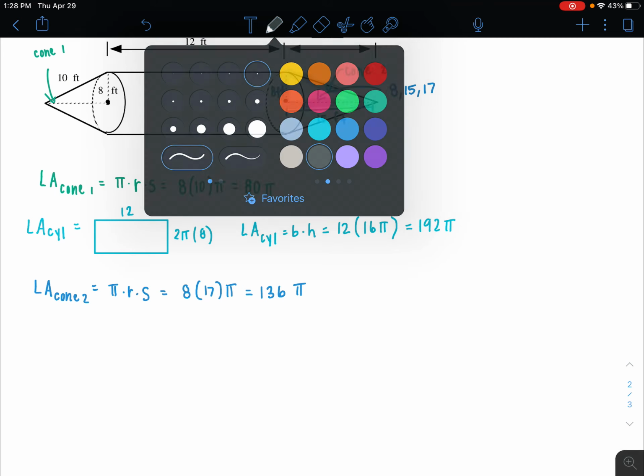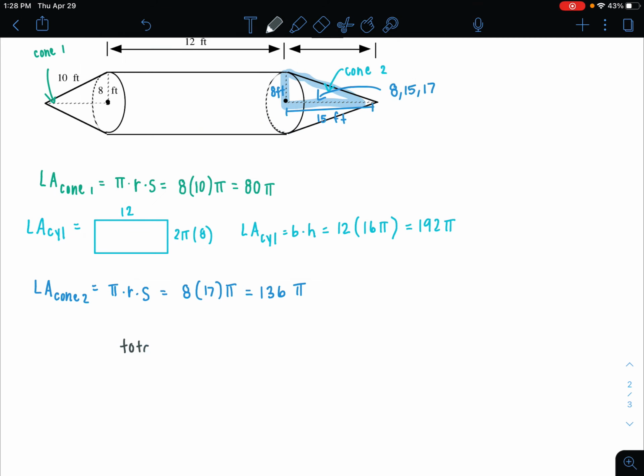Therefore, my total surface area that I could paint here is 80 pi plus 192 pi plus 136 pi. When we add it all together, we should get 408 pi feet squared.